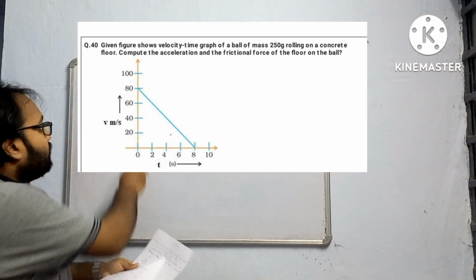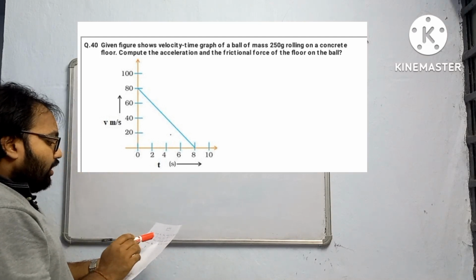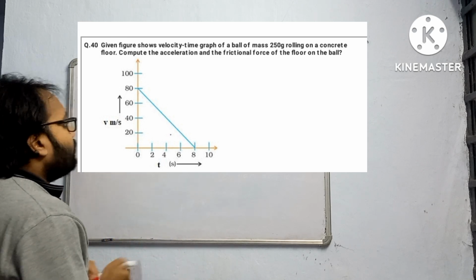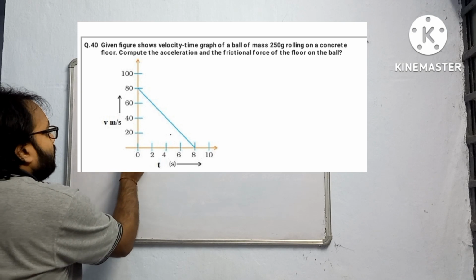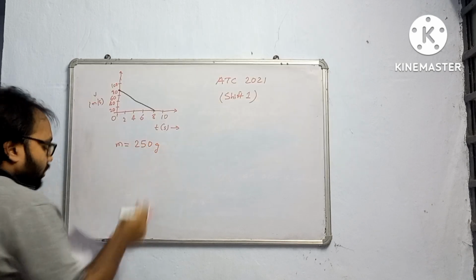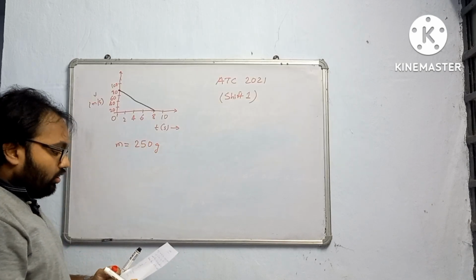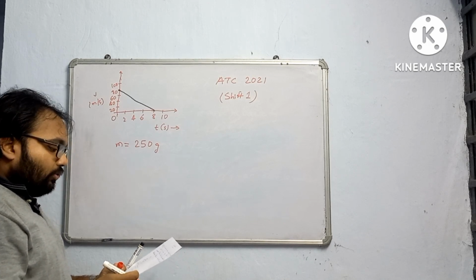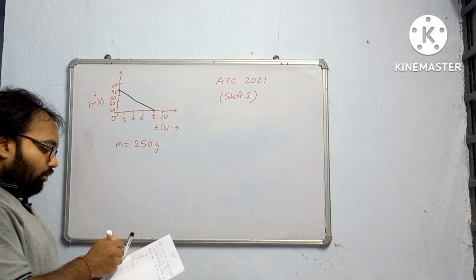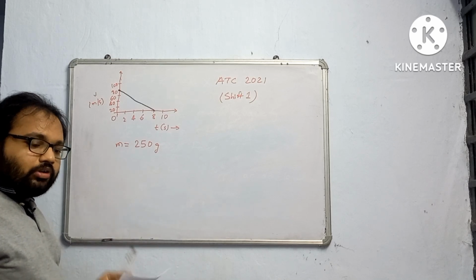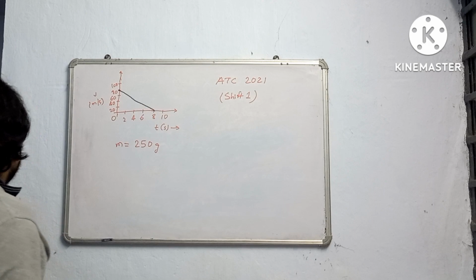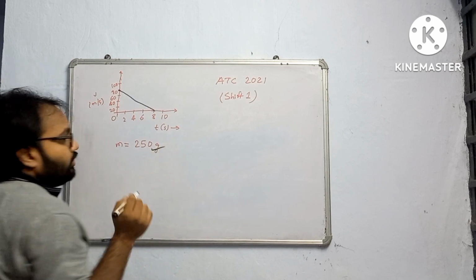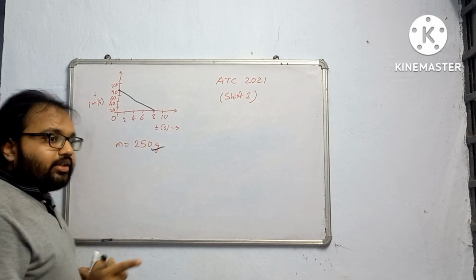The given figure shows the velocity time graph of a ball of mass 250 gram. So what is the mass of the ball? The mass of the ball is 250 gram, rolling on a concrete floor. Compute the acceleration and frictional force of the floor on the ball. So how to do this? Here mass has been given. We need to compute acceleration.